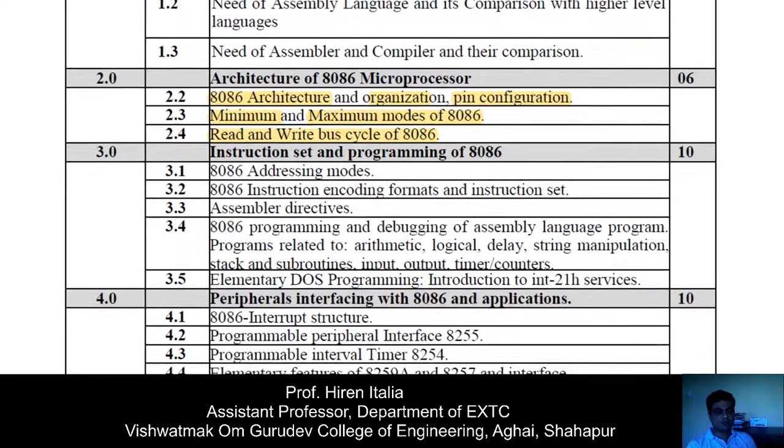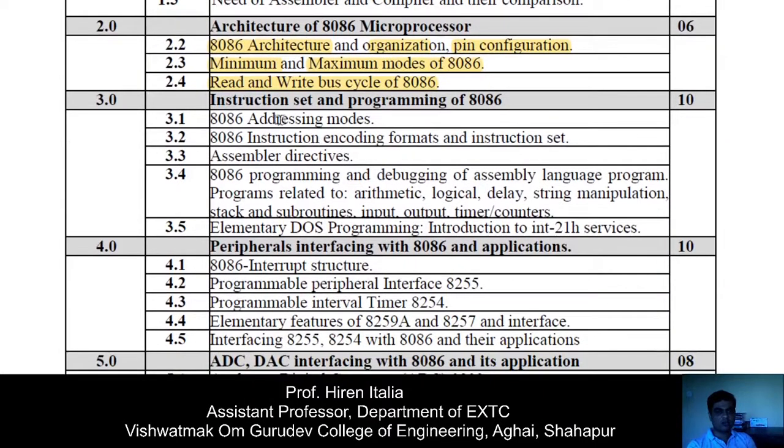Now we'll jump to module number 3. In module number 3 you have the instruction set and programming. What are the different addressing modes, the encoding formats and instruction set, the different assembler directives, and how to write assembly language programs related to arithmetic, logical, delay, string manipulation, stack and subroutines, input output, timers and counters. Another part is elementary DOS programming, where we have to study only the introduction to the INT 21H services.